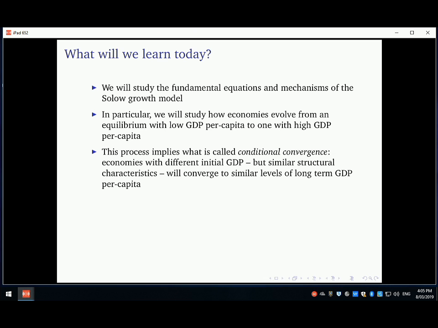Who has heard that term before? Conditional convergence. Who knows what that means? Or who knows about absolute convergence? You know about absolute convergence. What does that mean?